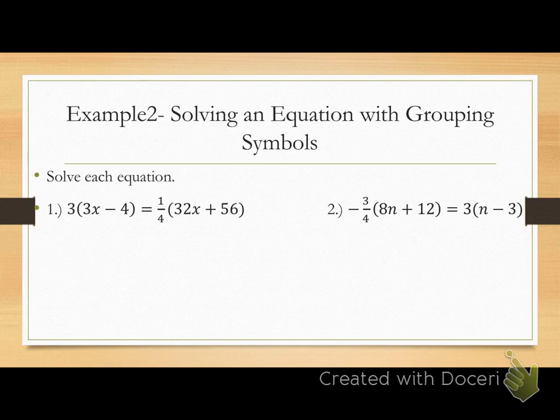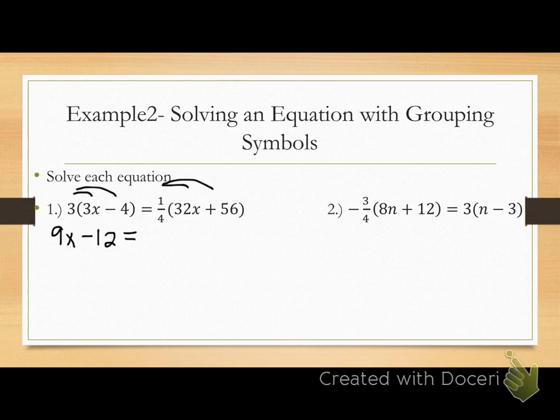3 times 2x. Yep. You remember what we call that? Distributive property. On both sides of the equation, right? On the left-hand side, I can distribute my 3 through my set of parentheses. So 3 times 3x gives me what? 9x. 3 times negative 4 gives me negative 12. Okay with our distribution on the left.